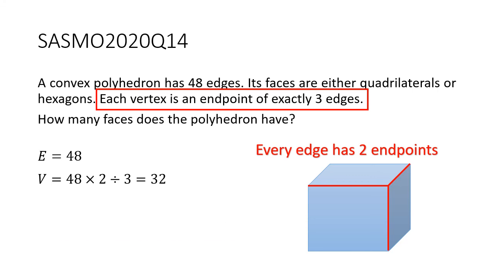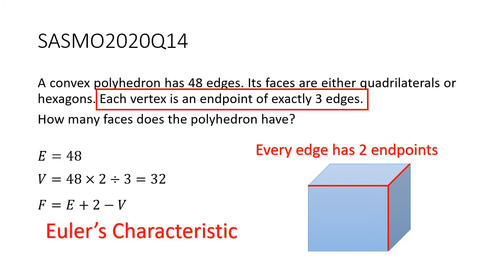Then Euler's characteristic states that the number of faces is equal to the number of edges plus 2 minus the number of vertices. So that will be a total of 18 faces altogether. And that's our final answer.